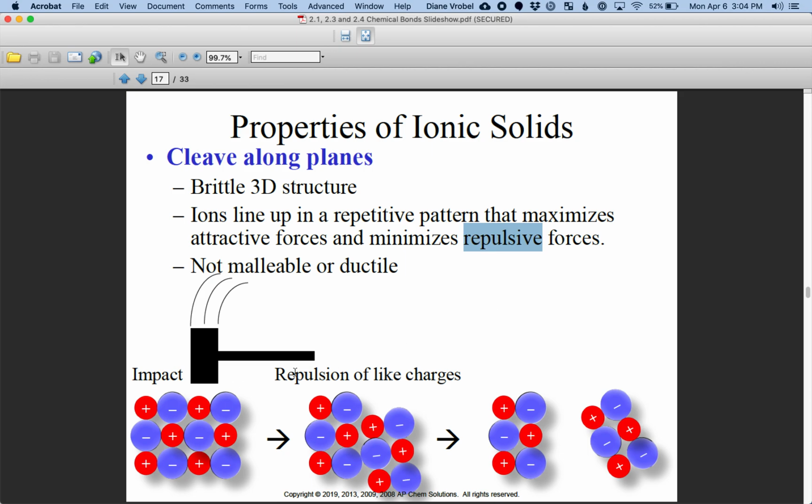If you see at the bottom here, we have repulsion because pounding on them causes the positive charges to come in contact with each other, and as a result, they want to split apart. So notice that you cannot pound an ionic compound. You also cannot draw it into a wire. When you see the term ductile, that is when you are drawing something into a wire.